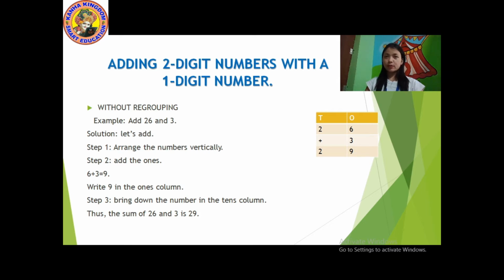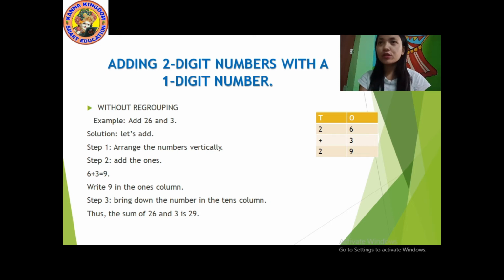This is the process of adding without regrouping. We are solving this example: add 26 and 3. Solution: let's add these two numbers together. First step, arrange the numbers vertically, like how I arrange the numbers in the place value chart.